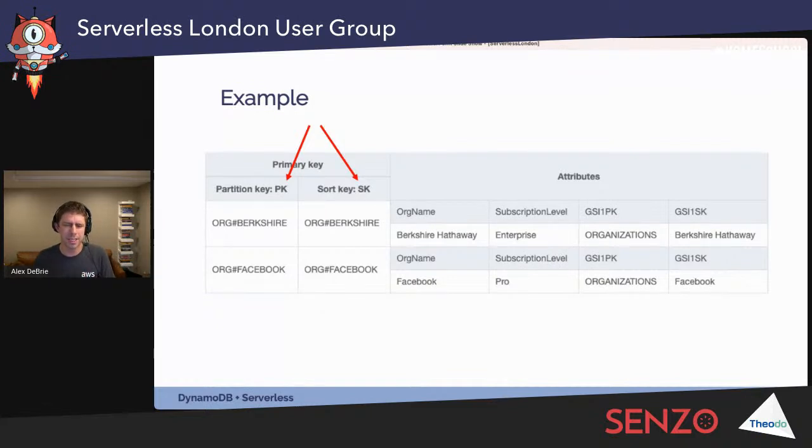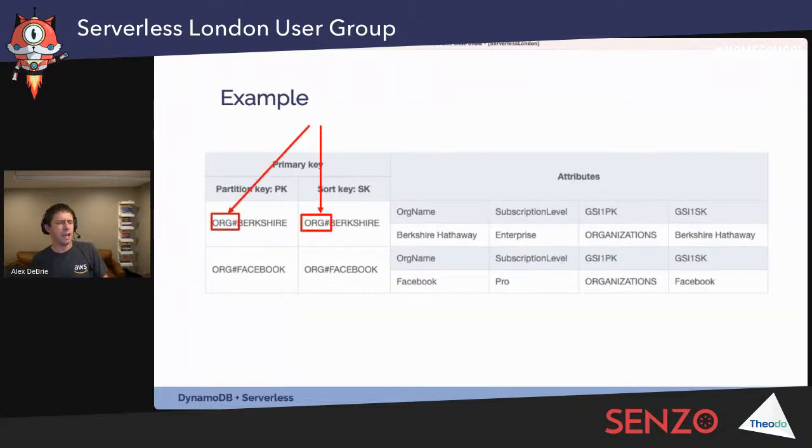And very generic names. And the reason is if I put different entity types in this table, like organizations and users and other things down the road, they're not going to share the same types of attributes. So it wouldn't make sense to put organization name and username for the partition key and sort key names. So we use these very generic values there.